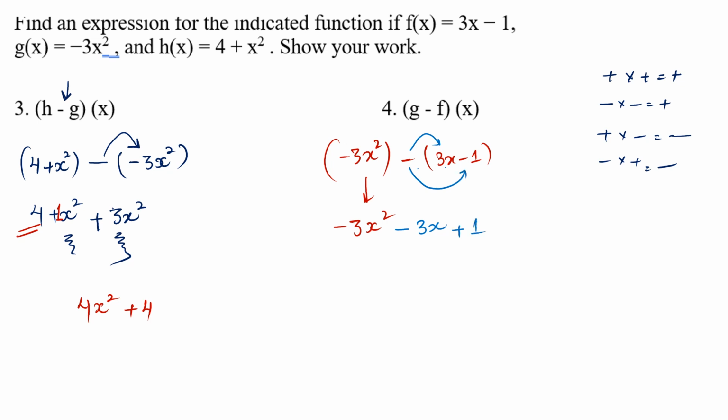Now you can see x squared, there is no other x squared. Here it is x, no other x, plus 1, no other constant. So this stays as it is. This is my answer. One more time I am repeating that only the like terms, like variables, can be added or subtracted.